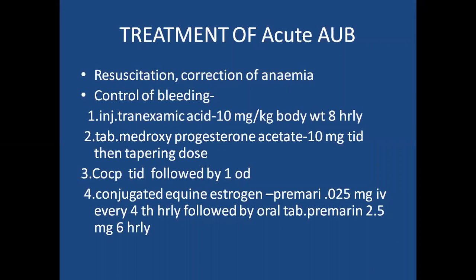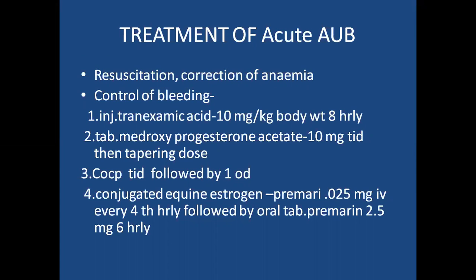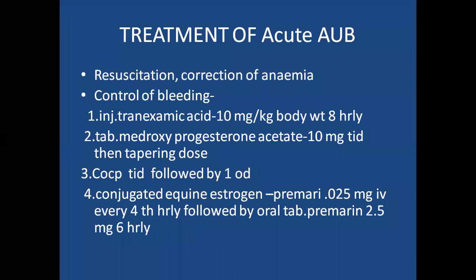We give injection tranexamic acid. Injections are available, 10 milligrams per kg body weight, which can be repeated 8 hourly. Then we can give progesterone tablets, that is MPA, medroxyprogesterone acetate, available as 10 milligram tablets. For control of bleeding, we give 10 milligrams 3 times daily, TDS, till the bleeding stops. Bleeding will be stopped in 2 to 3 days with the TDS dose. Then slowly you have to taper the dose.